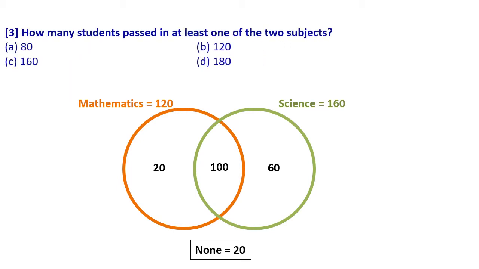Question number 3. How many students passed in at least one of the two subjects? So this 20, this 60 and this 100, they passed in at least one of the two subjects. So the answer for this question is 180.